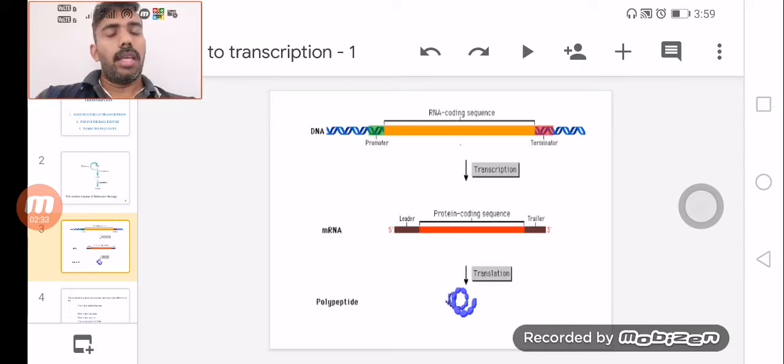There, the information stored in the mRNA will be converted into a polypeptide, usually in the form of amino acids. This polypeptide will execute a function, and that function is an attribute of that cell, usually called the phenotype of that organism. Conventionally, we use the term genotype to represent the genetic sequence or the gene itself.